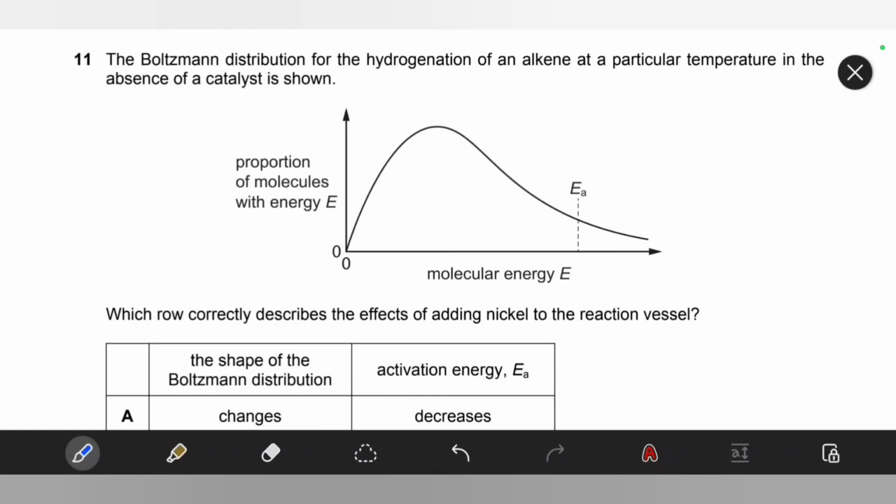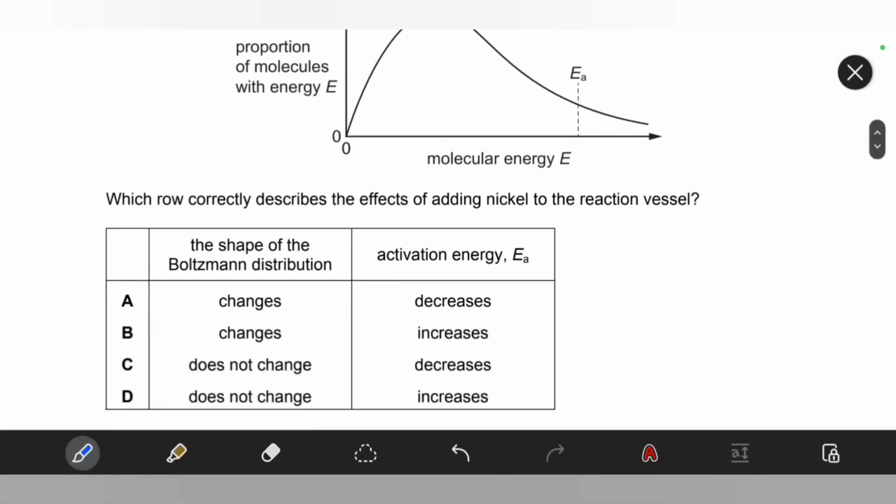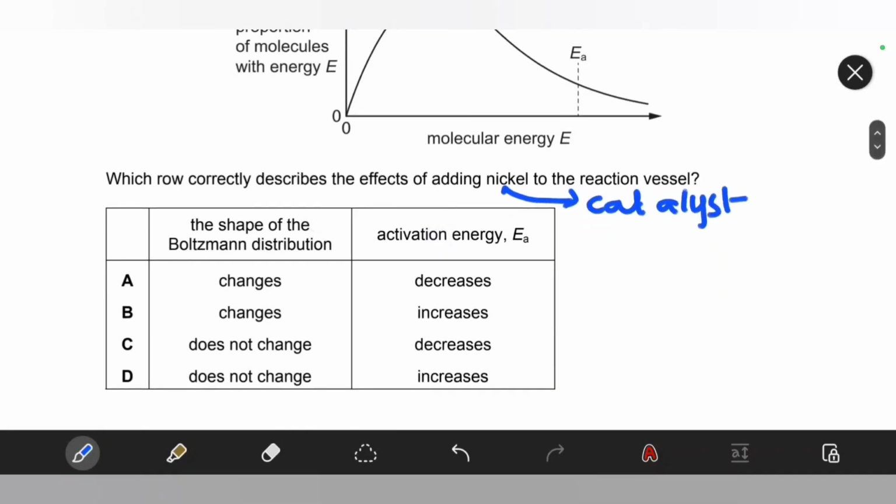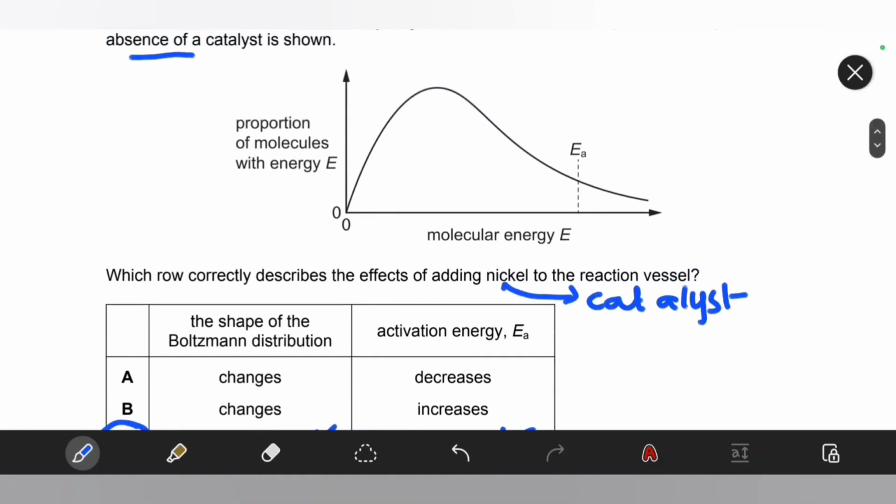Okay, the Boltzmann distribution for the hydrogenation of an alkene at a particular temperature in the absence of a catalyst is shown. Which row correctly describes the effect of adding nickel to the reaction vessel? So nickel would be added as a catalyst. What will happen to the shape of the Boltzmann distribution curve? We know that the shape would not change in the presence of a catalyst. Shape never changes in the presence of a catalyst, but only the activation energy is lowered. So C is the answer. Meaning this Ea would be somewhere here in the presence of a catalyst.